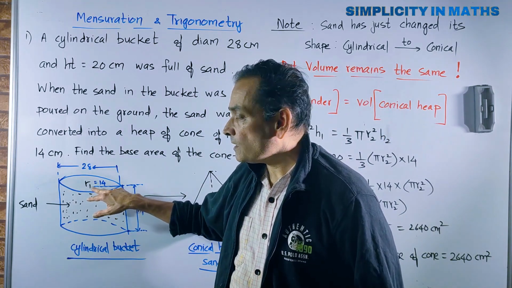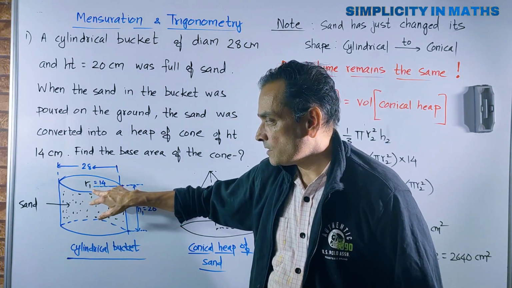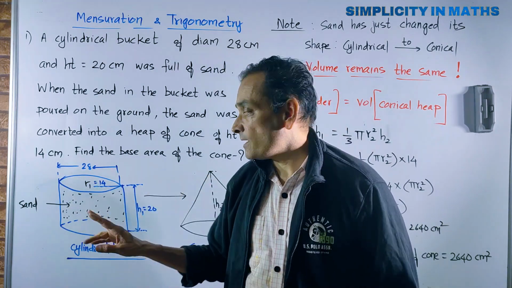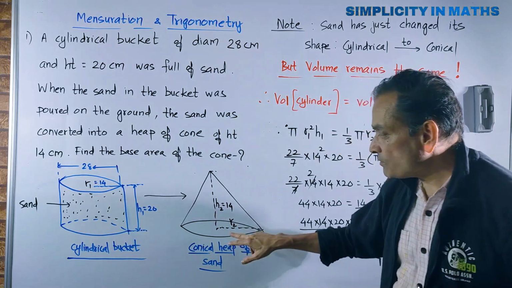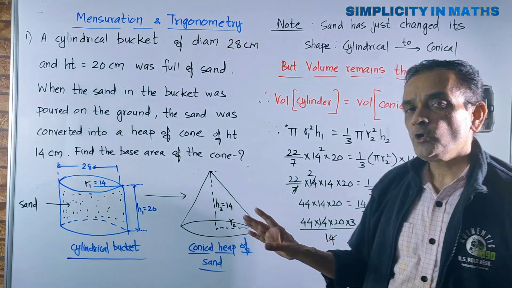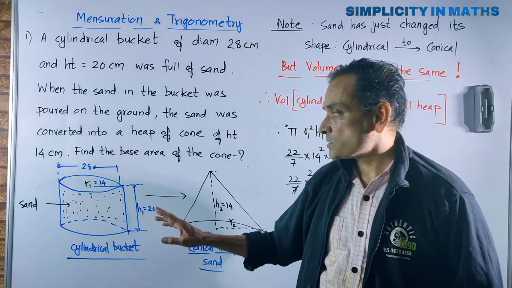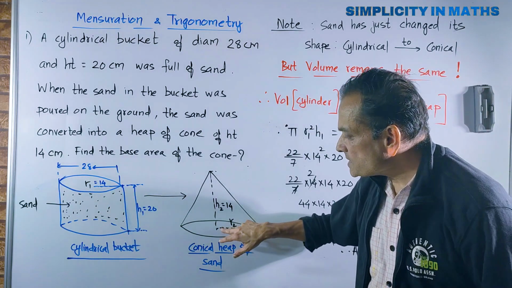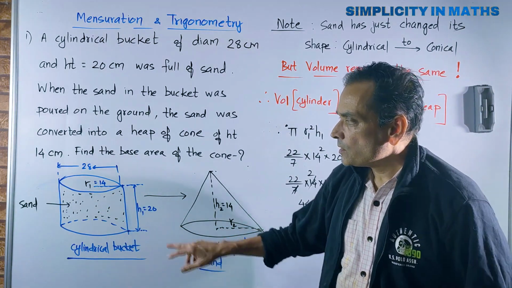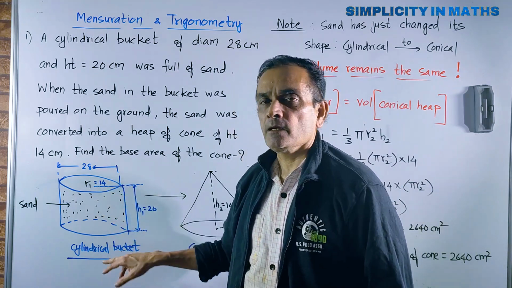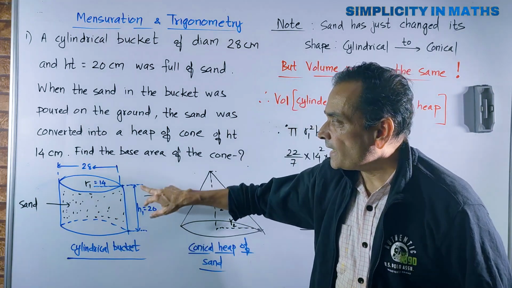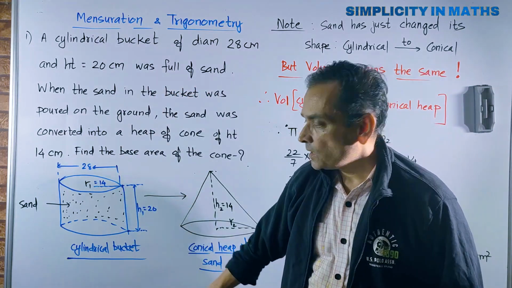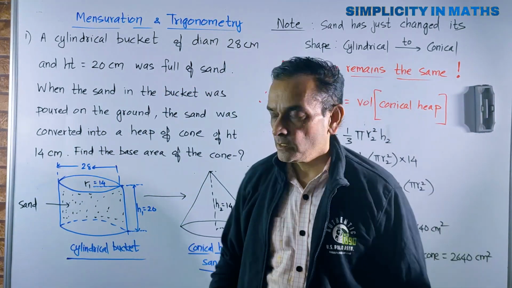Now for the cylinder, I will call it as R1, instead of R, because there will be two radii. इसका एक रेडियस है और इसका भी एक रेडियस है. So we don't want to get confused. So first radius I will call as R1, second radius I will call as R2. So first radius is given as 14, half of 28. Height of the cylinder is 20. Clear? This is about the cylindrical bucket.